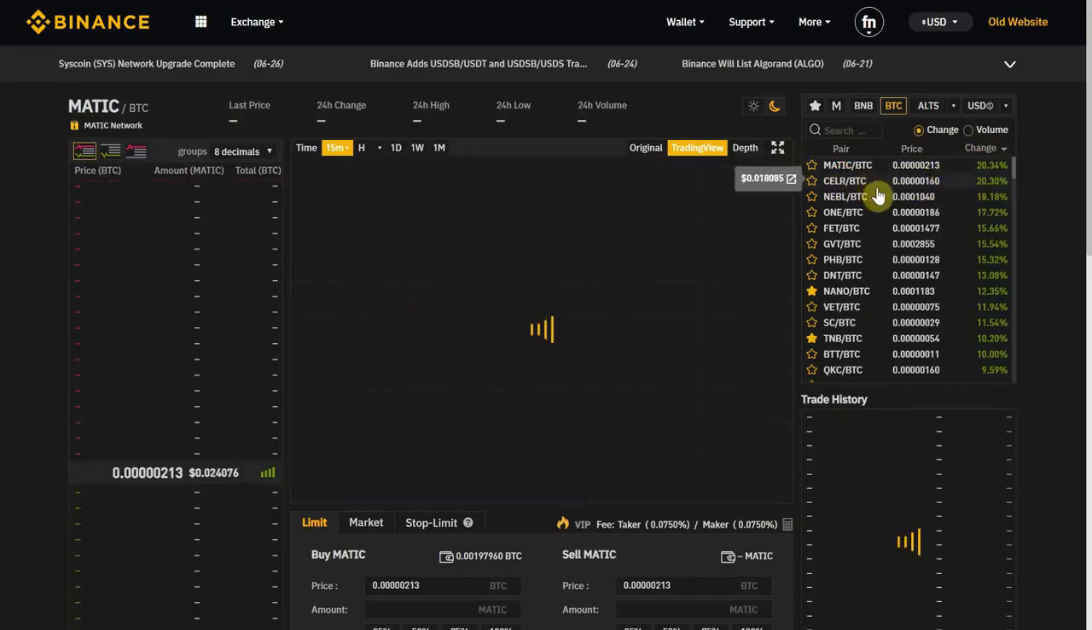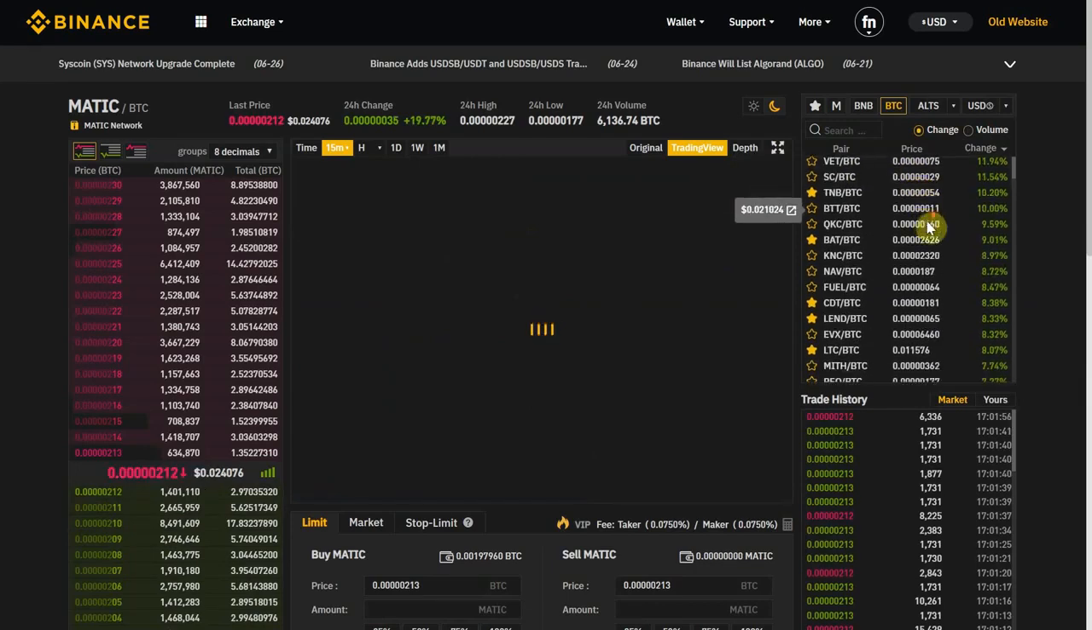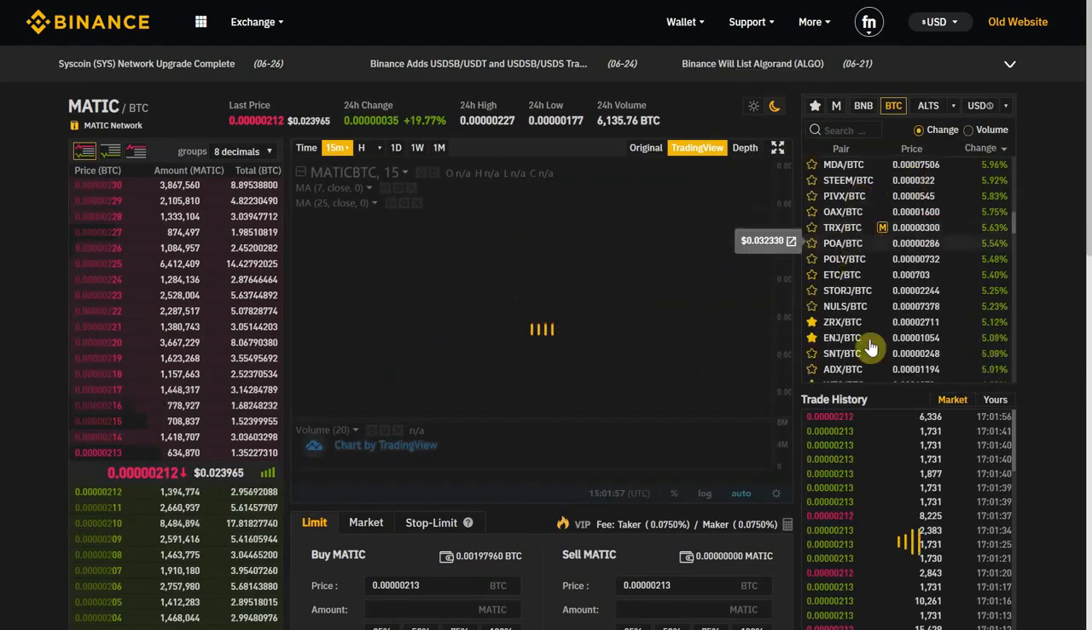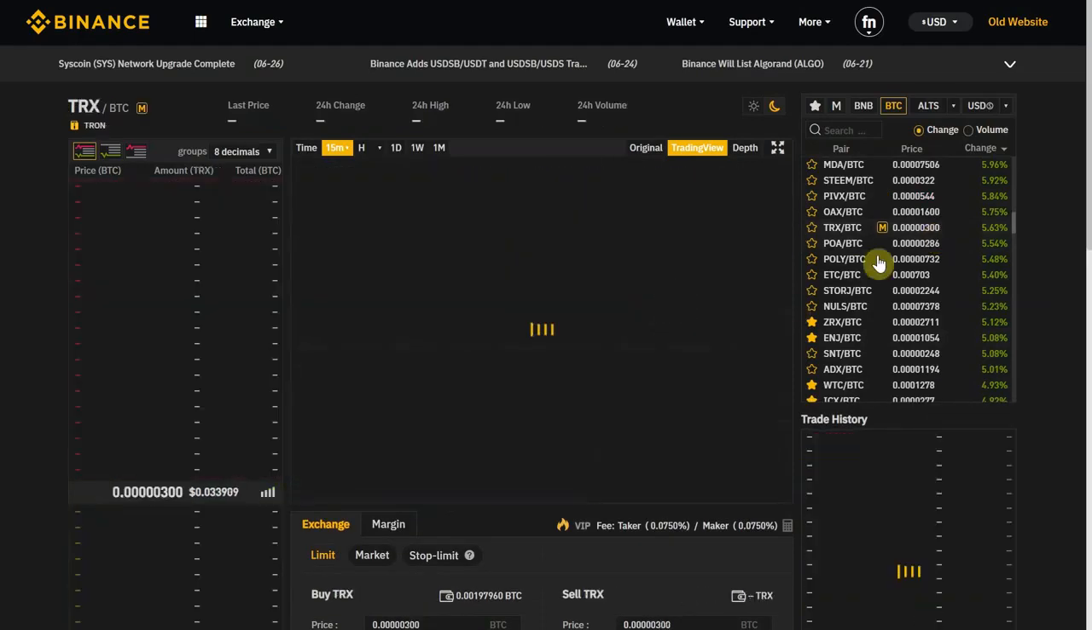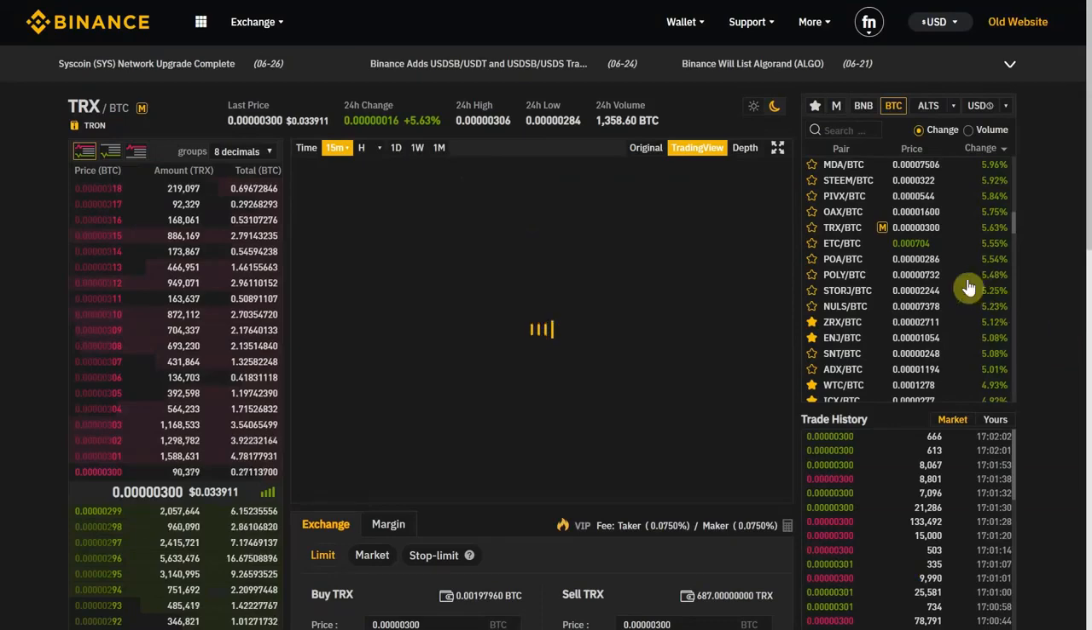Matic, I don't know what this one is. Anyways, this is where you can select the market that you want to buy. Let's select TRX.